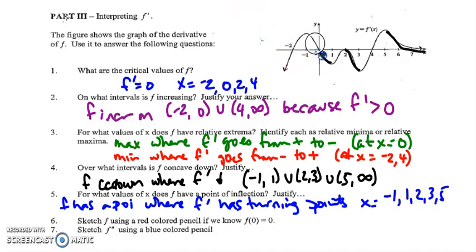Now they want us with a red pencil to sketch the function f, assuming that f of 0 is 0. This is going to be tricky. So we know that f is decreasing all along in here, okay? So I'm going to work to the right first, and then I'll go backwards. So from 0 to 4, my function is decreasing, although it has a stationary point at 2.